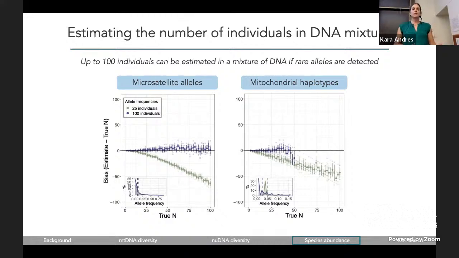So from this, we learned that if you're wanting to go out and sample an environment and estimate abundance using this DNA mixture model approach, you likely want to use microsatellite alleles, and you definitely want to get population allele frequencies from as many individuals as possible. You really want to maximize your detection of rare alleles, because that's really going to be where your power comes from to determine high numbers of individuals in a sample.